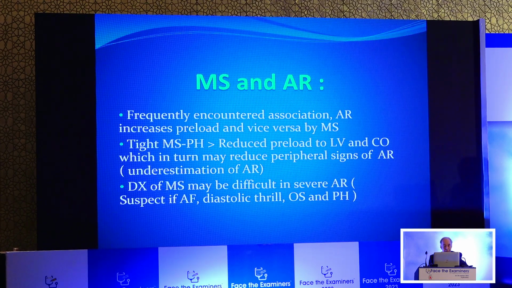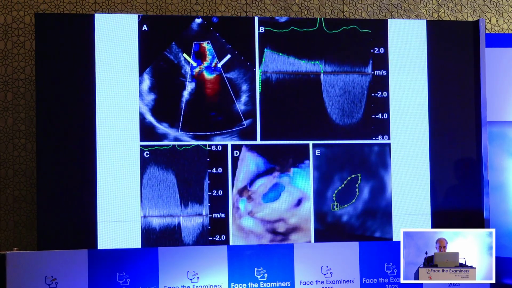If there is atrial fibrillation, if there is a diastolic thrill, if there is an opening snap, and if there are features of pulmonary hypertension, these findings will favor associated mitral stenosis in a patient of aortic regurgitation. So it is important to know how this combination, which is common, can present, where you can underestimate or overestimate the other lesion.